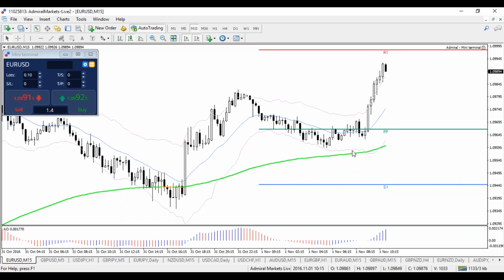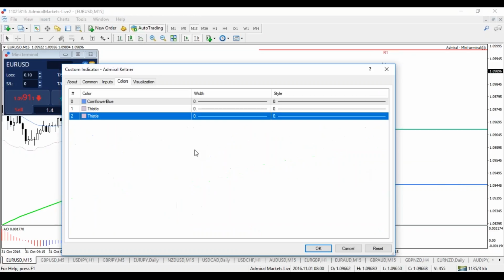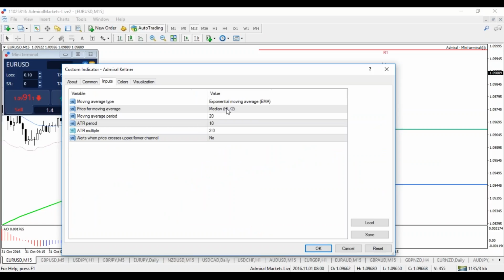The Keltner is configured at the standard settings, which at this moment I just use the standard ones. I believe this is the standard, but basically EMA, exponential moving average, the median, then 20, 10, and 2.